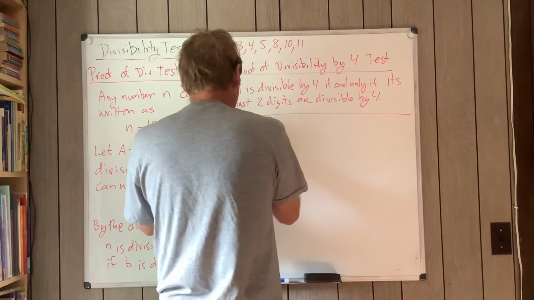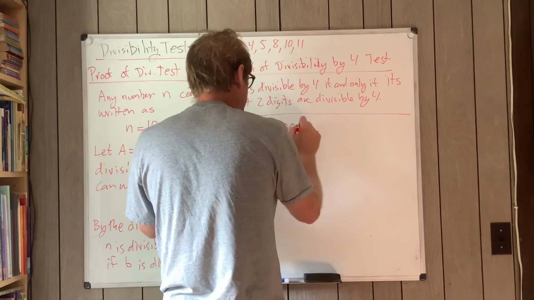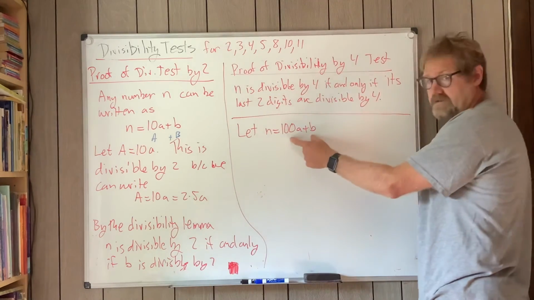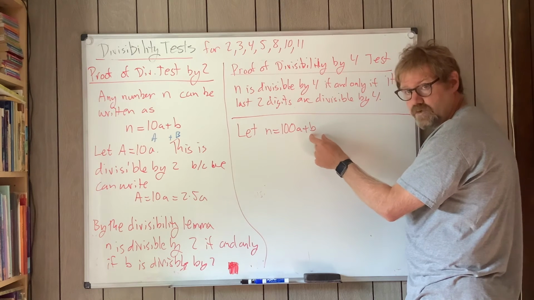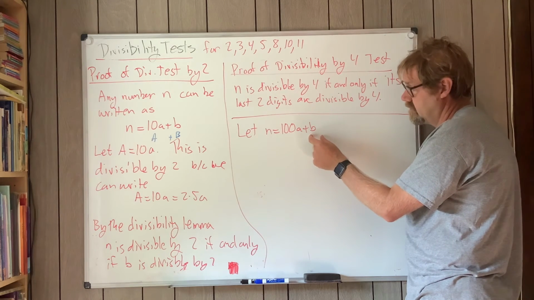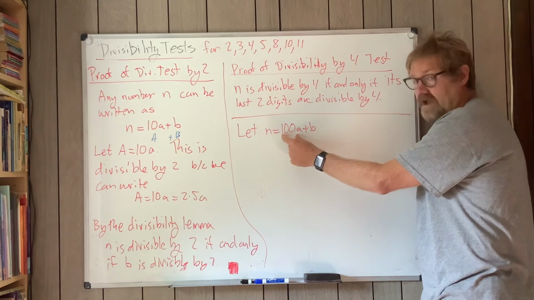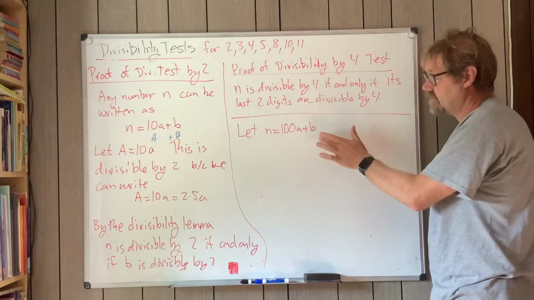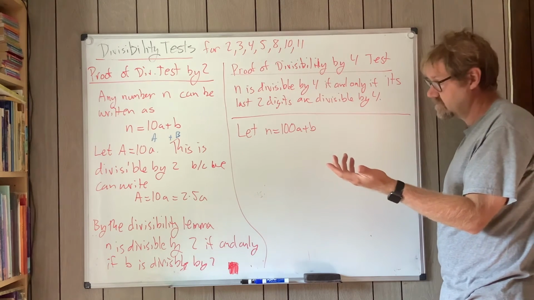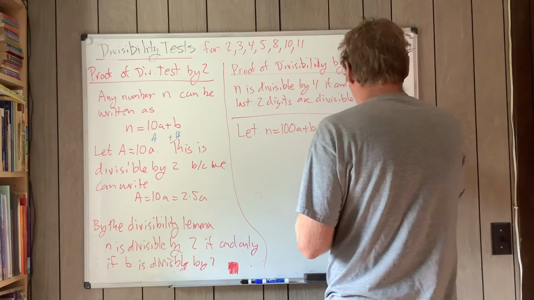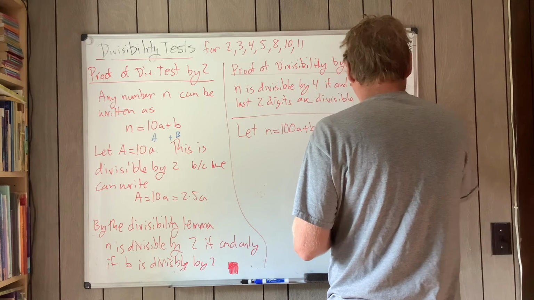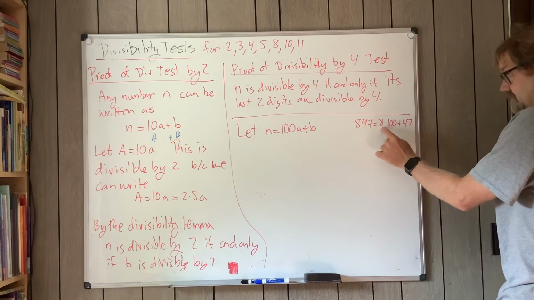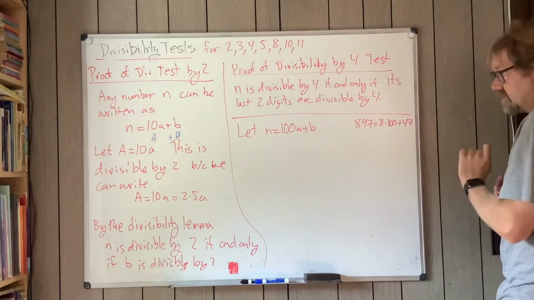All right, so let n equal 100a plus b. So this basically is a way to pull off the last 2 digits of a number, right? Because I'm going to have 100a, this number is always going to be some multiple of 100, and the rest of it has to be the last 2 digits. Right, so if I did 847, that is 8 times 100 plus 47. So my a would be 8 in that case, and b would be 47.